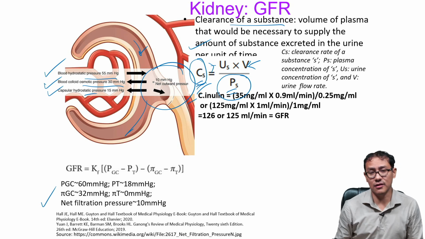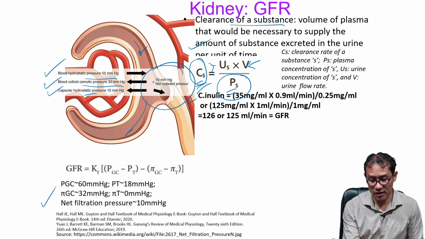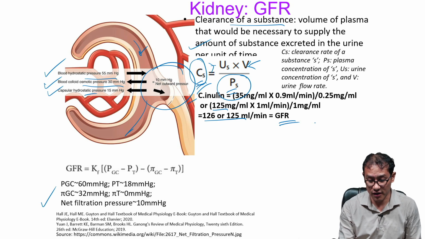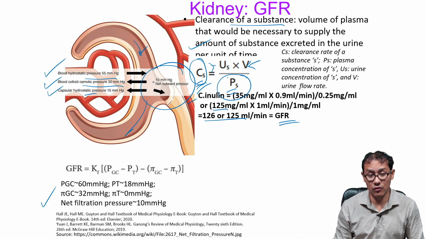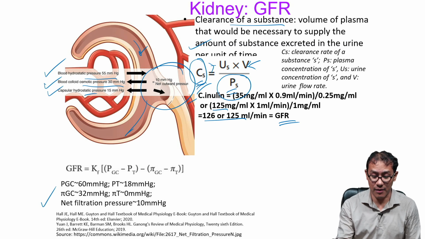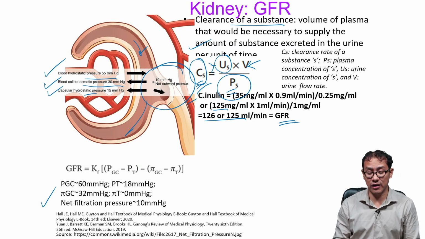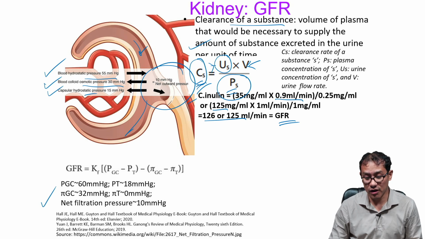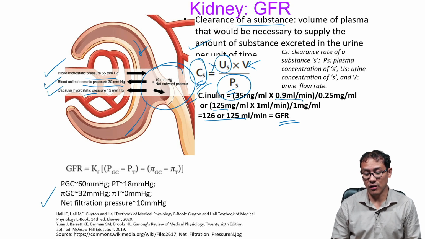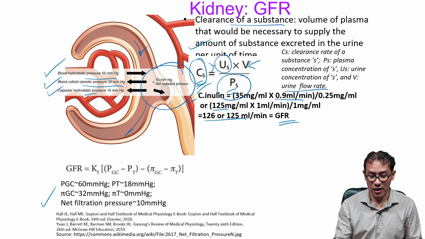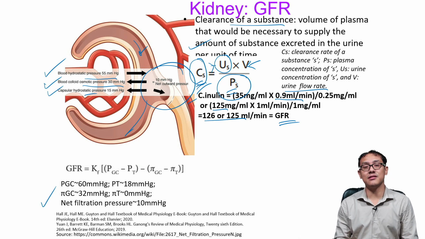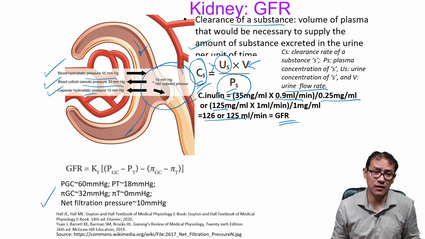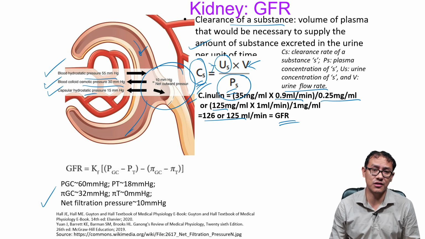So the clearance of inulin comes to around 126 or 125 ml per minute, which is the GFR. That is, if you multiply 35 milligram per ml, the concentration of inulin in the urine, into 0.9 ml per minute, the urine flow, divided by the plasma concentration of the substance, which is approximately 0.25 milligram per ml, it will give approximately 126 ml per minute, which is the GFR.